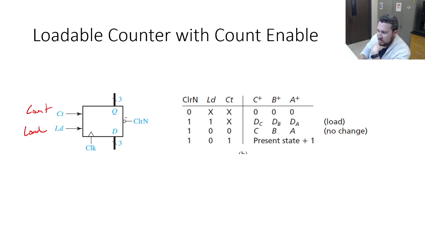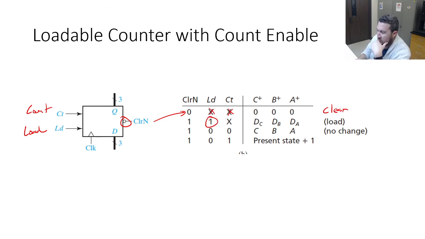Now notice that clear is attached to a bubble, which means that it's going to clear on the 0, which takes us to that first row in the truth table. Clear equal to 0 means it doesn't matter what load and count are. The next state is going to be 0 no matter what happens. Everything's going to be locked into 0. So that should say clear. Then if clear is equal to 1, we've got some options.